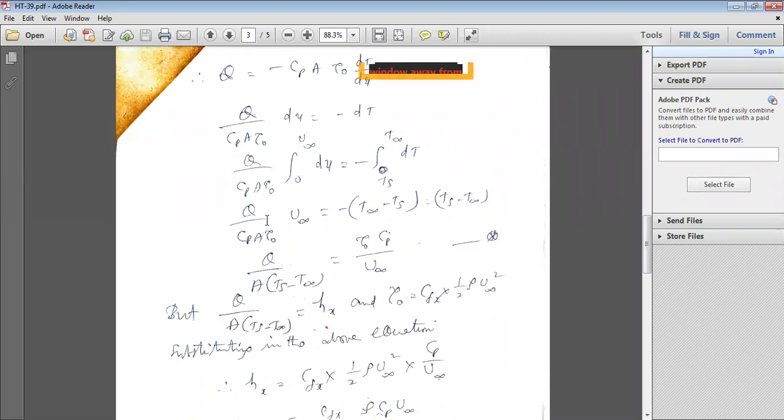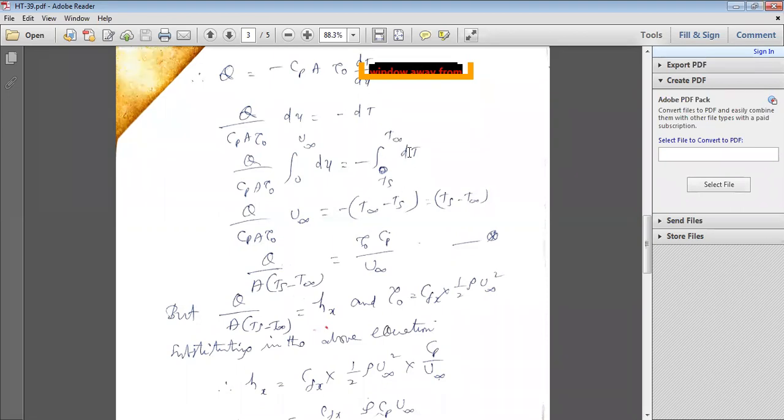So Q by Cp into A into tau naught into u free stream. If you integrate du, that is u, and substitute the limits 0 and u free stream, finally the upper limit u free stream remains. That's why Q by Cp into A into tau naught into u free stream is equal to minus integral dT. What is the integral of dT? T only. And substitute the limits Ts to T free stream, so this is minus T free stream minus Ts.